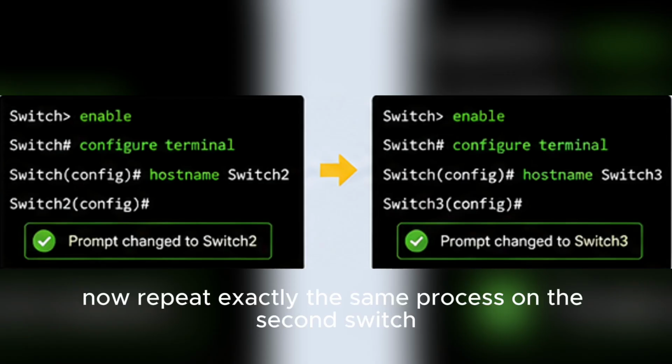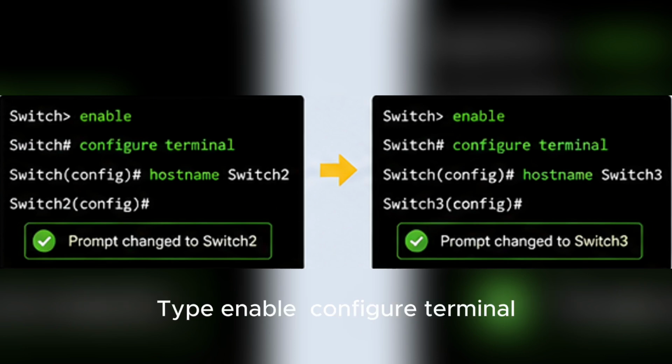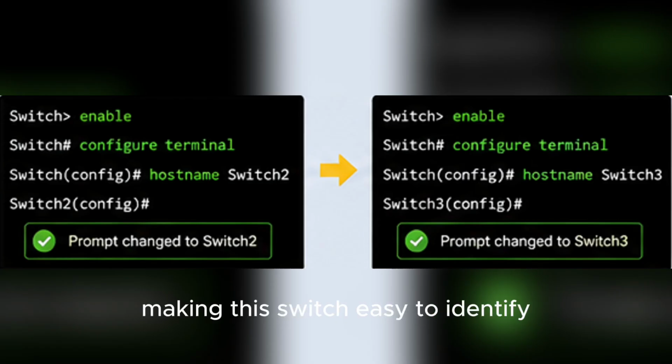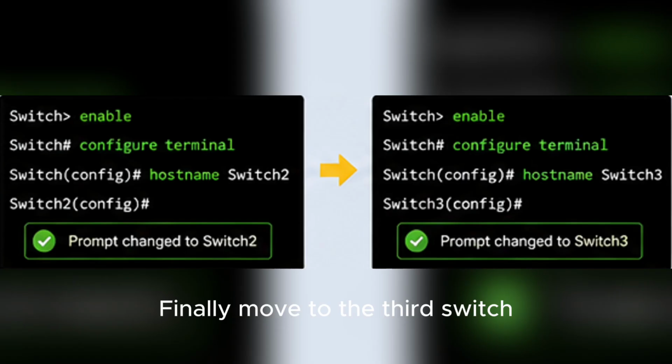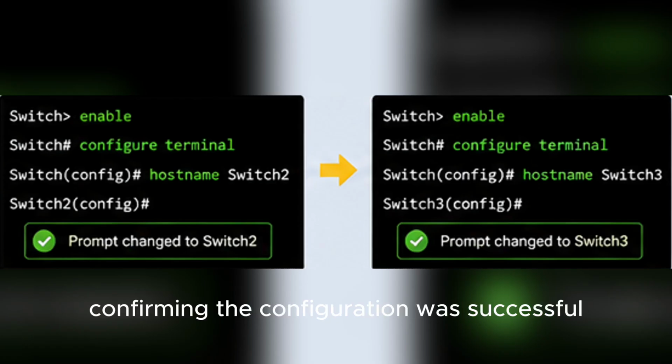Great job. Now repeat exactly the same process on the second switch. Type enable, configure terminal, hostname S2. The prompt now changes to S2, making this switch easy to identify. Finally, move to the third switch. Type enable, configure terminal, hostname S3. Once again, the prompt changes, confirming the configuration was successful.